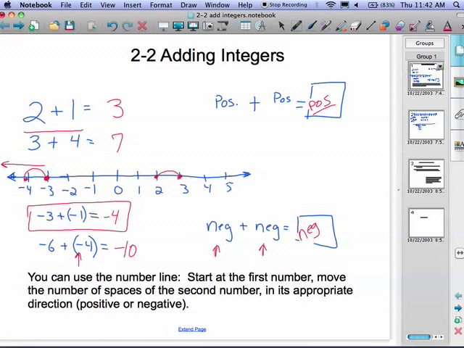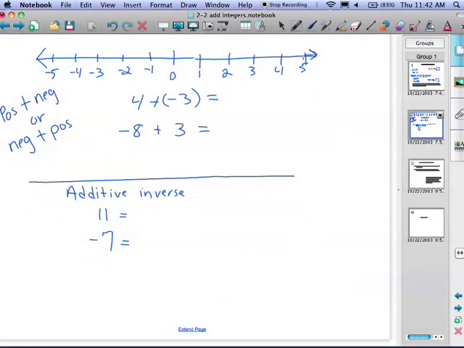We now get to the one that seems to cause the most difficulty as far as adding integers. What happens when we add a positive number to a negative number or a negative number to a positive number? This is when our rule from the last page does not work. The signs are different. So we'll use a number line to see what actually happens.